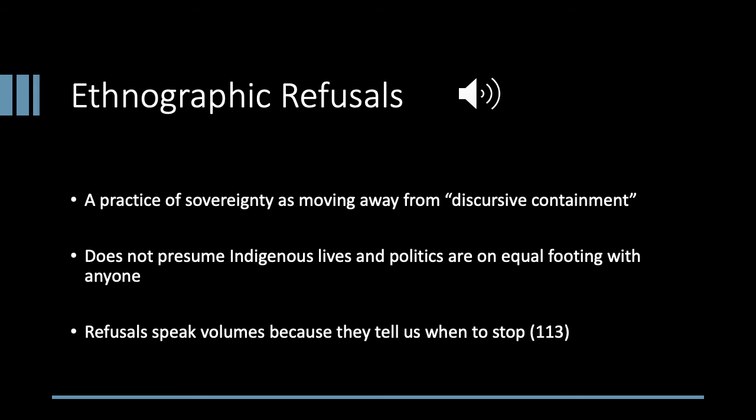And she says refusals speak volumes because they tell us when to stop. That's just such a beautiful phrase. Refusals speak volumes. When people refuse, that is ethnographic material. It's not the ethnographic material we were asking for, but it is ethnographic material because it tells us when to stop.